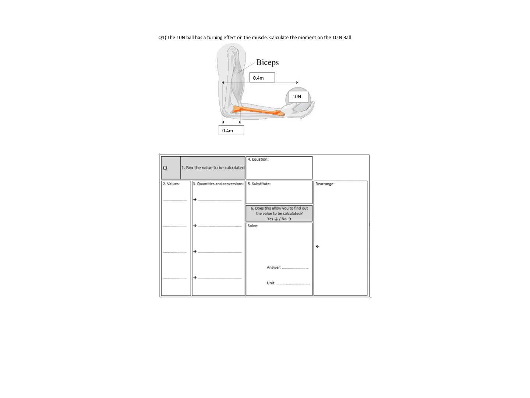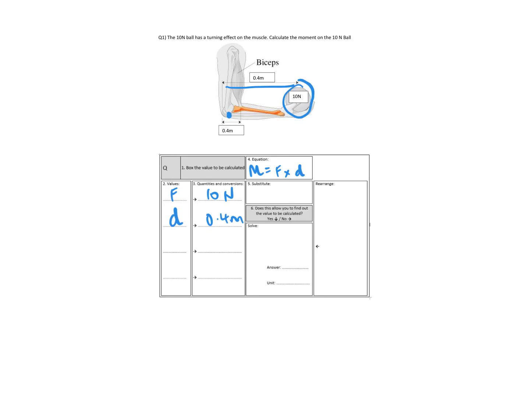So question 1 here is very similar to the previous one, apart from this time we've got a 10 Newton ball and we've got a distance of 0.4 metres. So again, the values: we've got the force, which is then 10 newtons. We've got the distance, which is 0.4 metres. And we said the equation was moment equals force multiplied by perpendicular distance from the pivot. So we can now put our numbers in.